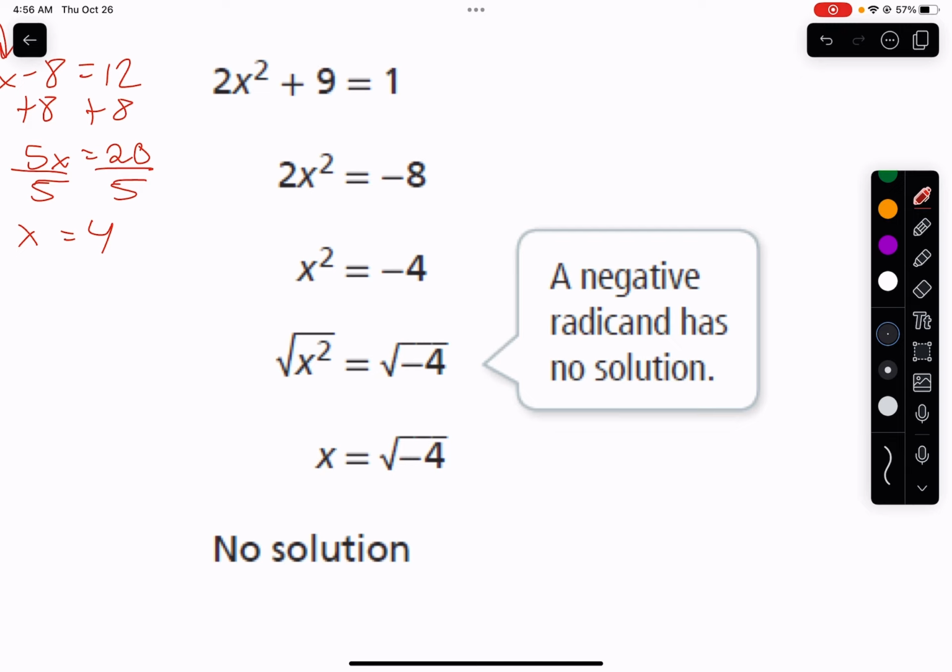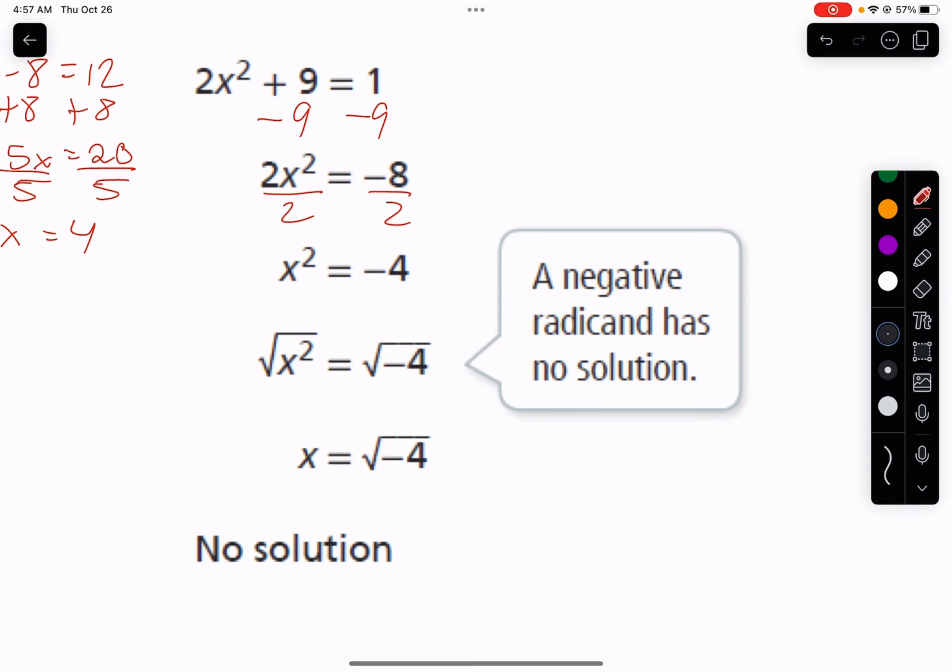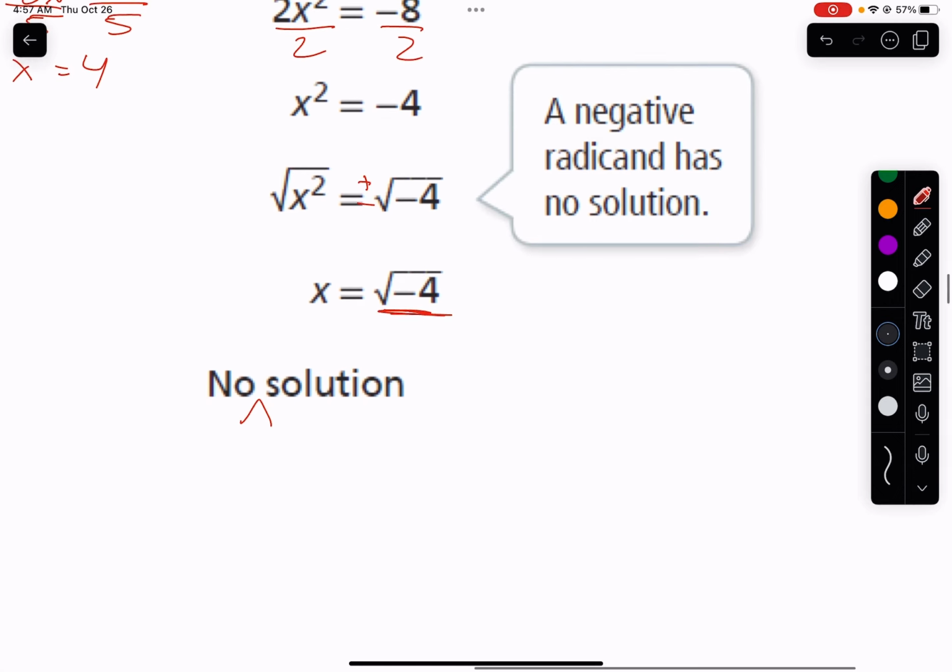All right. Now, here, if we do minus 9, we get 2x squared equals negative 8. We divide by 2, we get x squared equals negative 4. And then we do our plus minus thing. We take the square root of both sides, but we run into a problem here. We cannot take the square root of a negative number. Okay. So instead of saying no solution, I want to say no real solution here. All right. And this guy is not going to have an actual real solution because we cannot take the square root of a negative number.